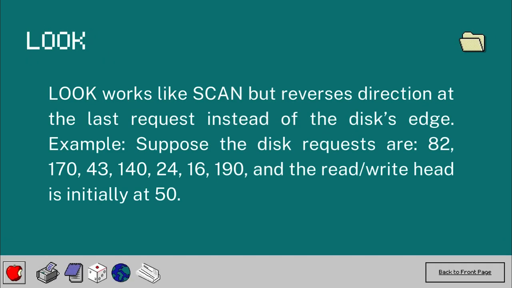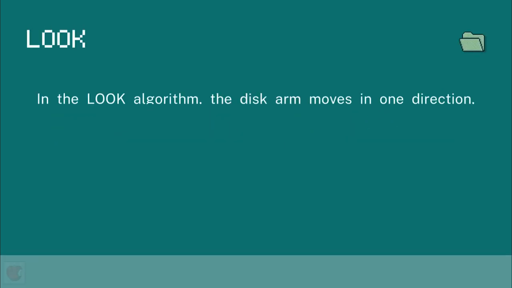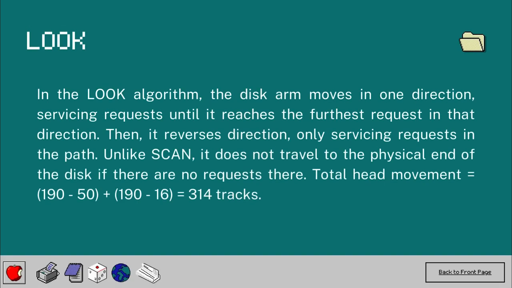The look algorithm works like scan but reverses direction at the last request instead of the disk's edge. For example, suppose the disk requests are 82, 170, 43, 140, 24, 16, and 190, and the read-write head is initially at 50. In the look algorithm, the disk arm moves in one direction, servicing requests until it reaches the furthest request in that direction. Then, it reverses, only servicing requests in the path.